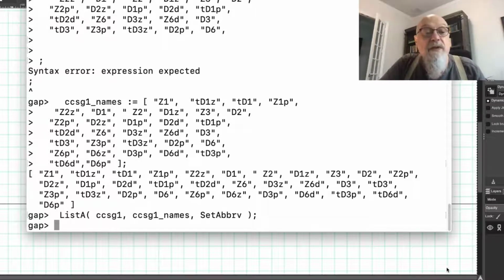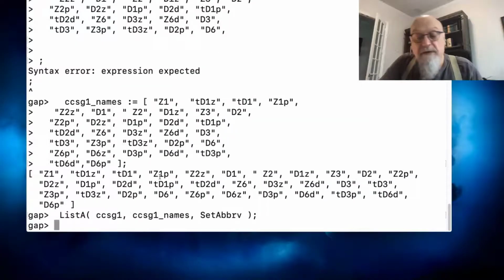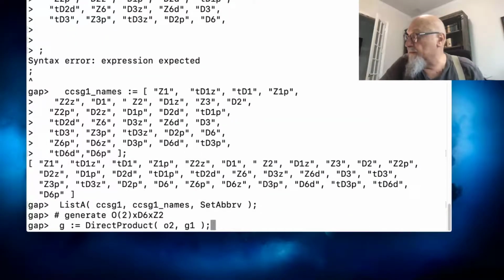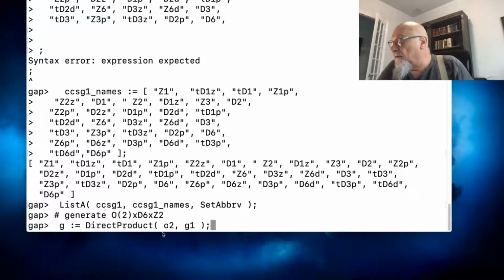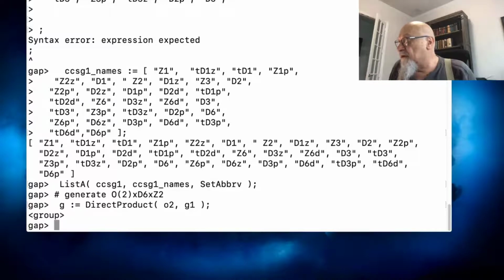So let me do it here. Again, I have to close that one, otherwise it's coming. Okay, V. So you see this is the group O2 D6. O2 is already generated. G1 is D6 times Z2. Do it. And the group is generated.